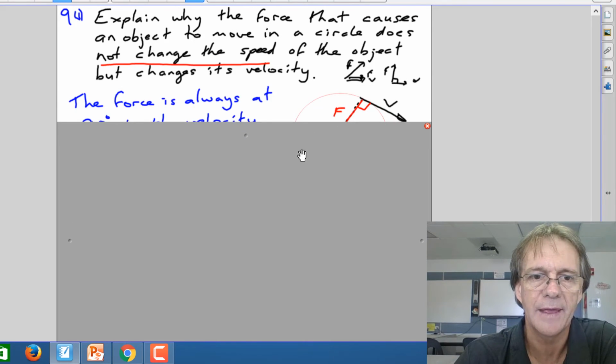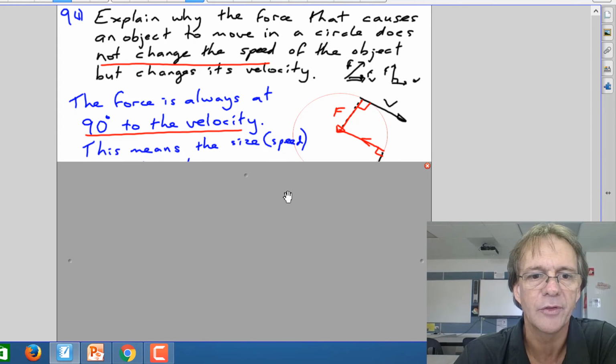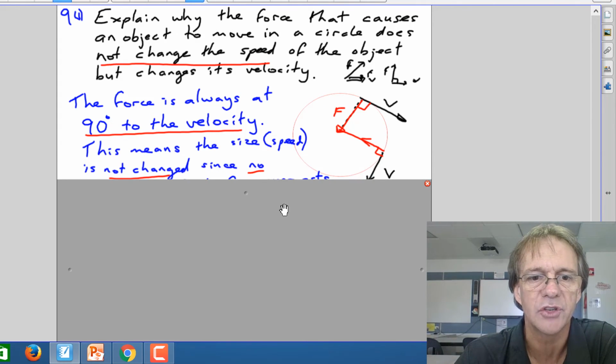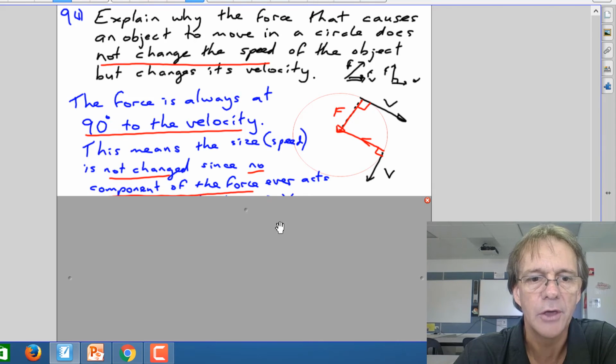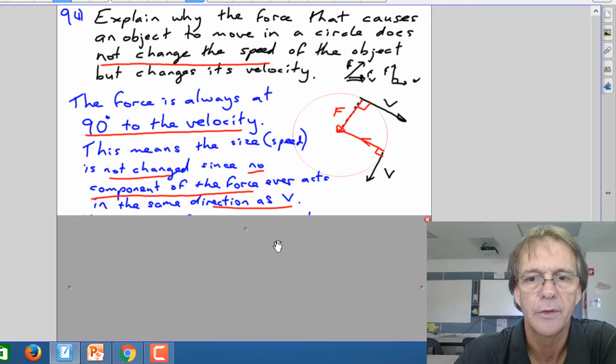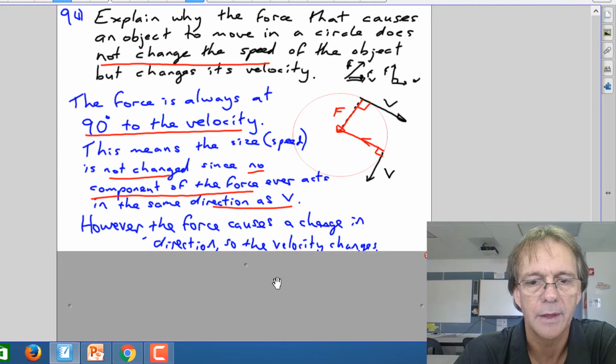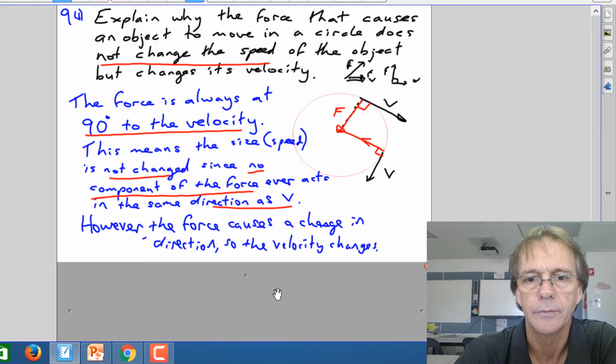Okay, so the key thing to point out there is that the force is always at 90 degrees to the velocity, or right angles to it. This means the size does not change, and therefore the speed doesn't change, because no component of the force ever acts in that same direction as the velocity. So that's just something to bear in mind. But the force does cause a change in direction, and so that's why the velocity changes.